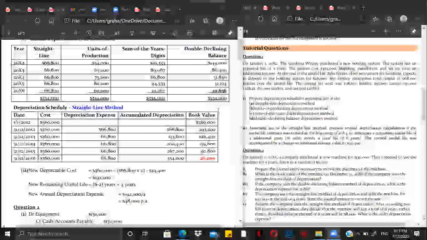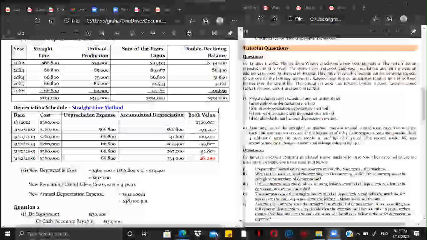The first thing we're going to do is calculate the sum of the year's digits. In this question, the expected life is 5 years, so you would add 1 plus 2 plus 3 plus 4 plus 5, which equals 15. So that would be the sum of the years.